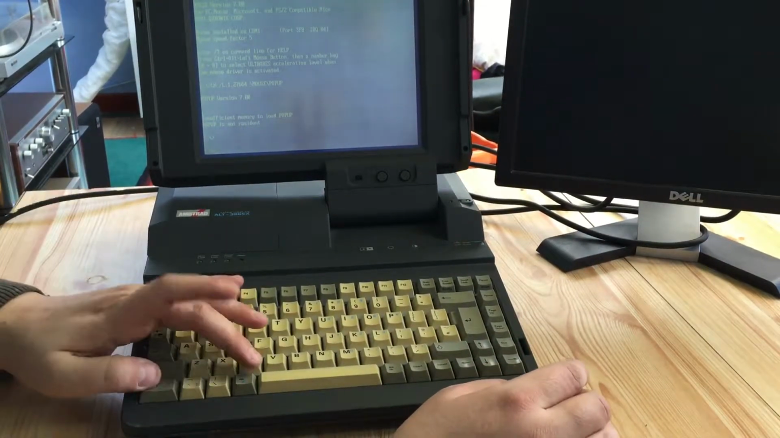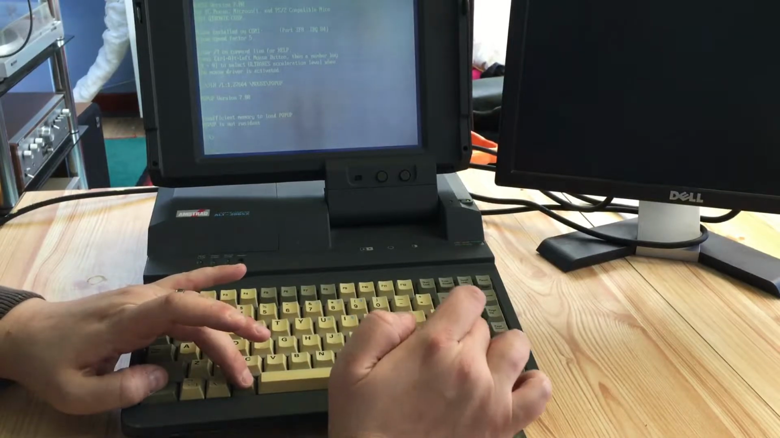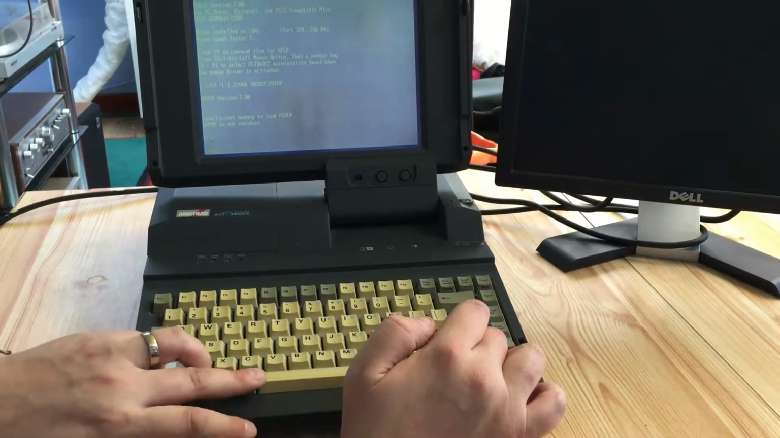So what we do now is we do the standard procedure to get into Windows if you don't have it in your autoexec.bat file.